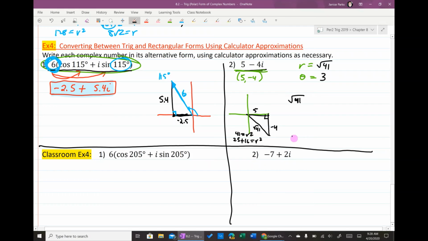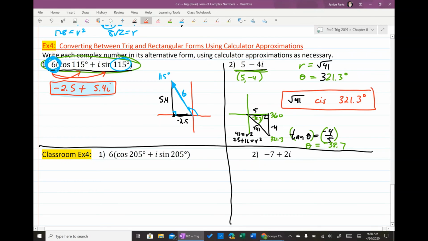If you use tangent to find theta, then tangent theta is equal to negative 4 over 5. If you put that in your calculator, for inverse tangent, you end up getting theta is negative 38.7. And if you subtract that from 360 to get to this point here, you get 321.3. So in shortcut for trig form, you get radical 41 cis 321.3.